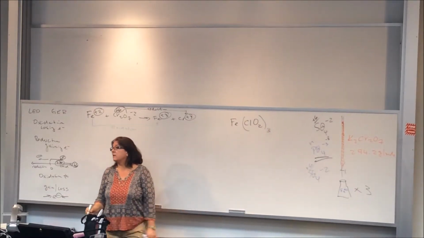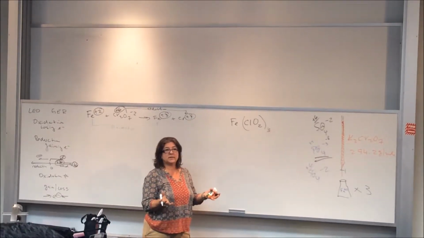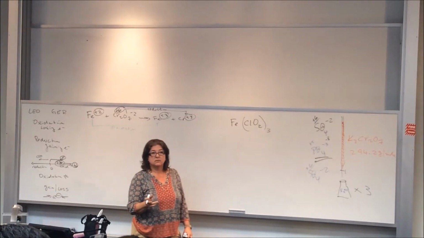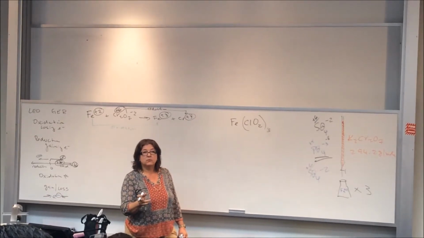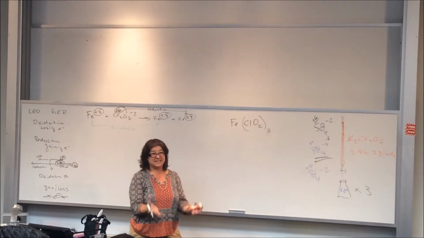Oxidation number of all the elements. What is that? What's that called? Ionic, covalent, or an acid? Ionic, fixed or variable? Variable. So it's called iron 3. What is that?